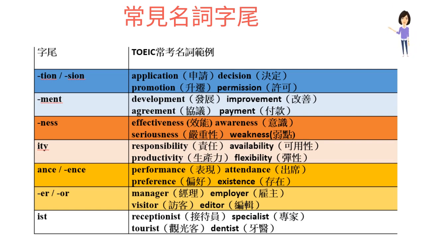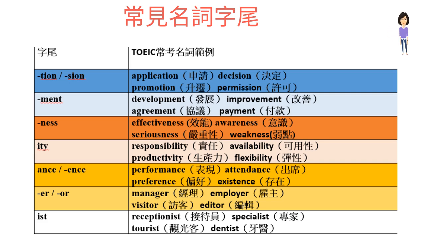Words with ness also come from adjectives. Examples: effectiveness, how well something works. Awareness, knowing something. Seriousness, how serious something is. Weakness, something not strong. Words with ity describe a quality or state.